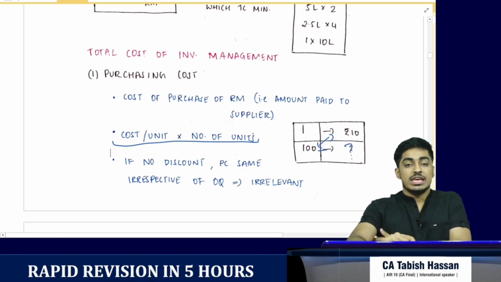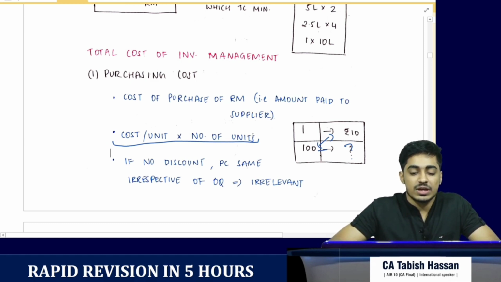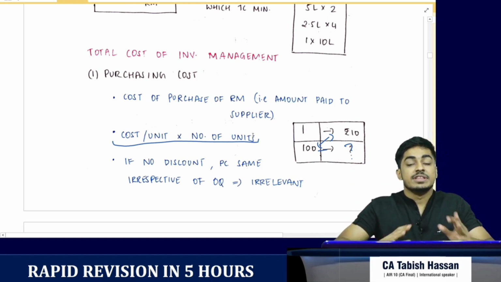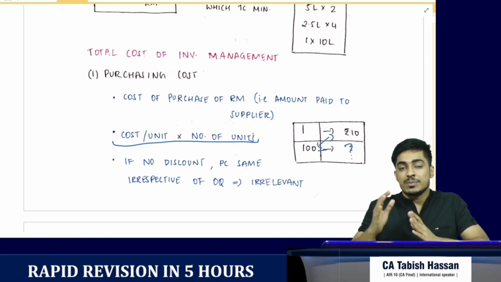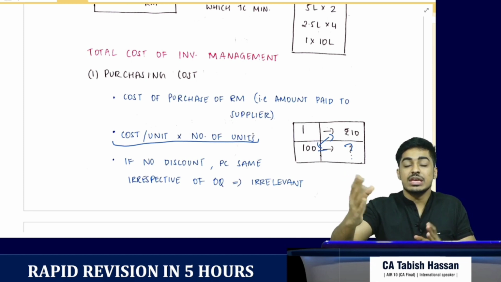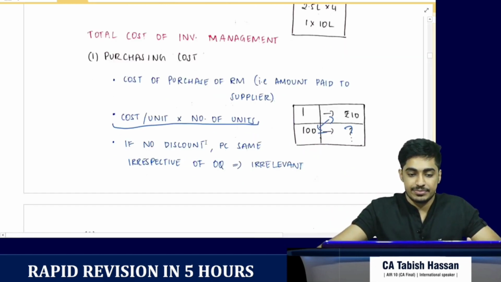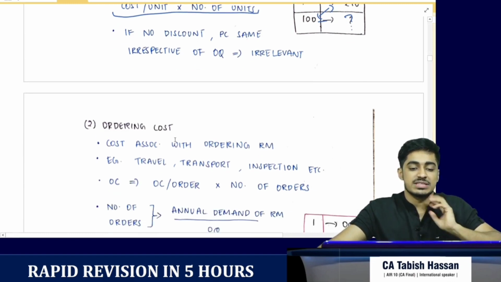Now, if there is no discount, then the purchase cost will be the same irrespective of order quantity. Whether I buy 10 lakh units in one go or I buy 1 unit into 10 lakh times, if there is no discount, the total purchasing cost will be the same. Clear? So this is the first cost, purchasing cost.